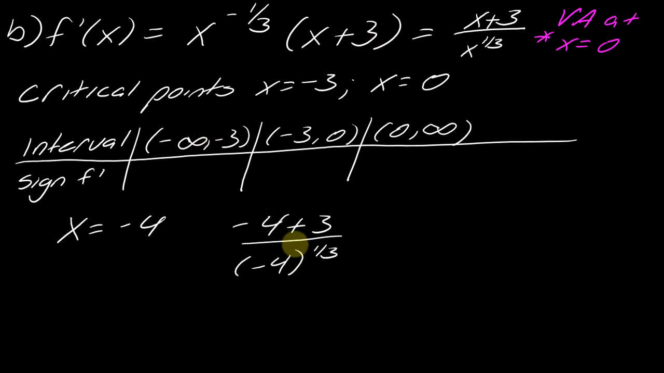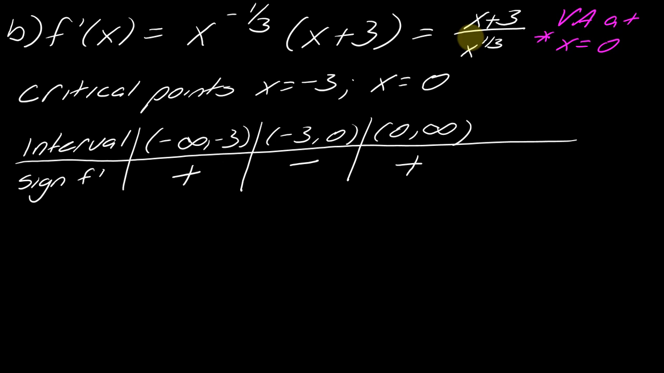If I plug that into my derivative, you can see the top will be negative, and then -4 to the 1/3, this will also be negative. So you get a negative over a negative. This will ultimately give you something positive. Then as I go from -3 to 0, if I choose something like -1, I would find that this would now be negative, because when you plug this in, the top's going to be positive and the bottom will still be negative. And then finally, if I plug in something positive, the whole thing will end up being something positive. So that's the idea that you want to think through as you do this. And so now we can, of course, come up with our intervals of increasing and decreasing.